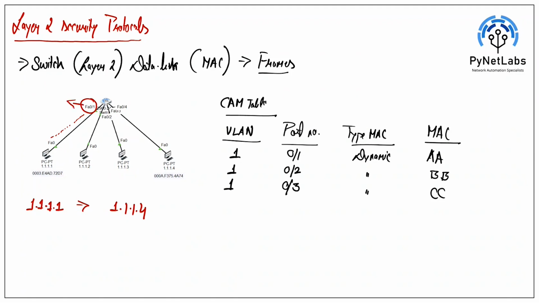Then the switch will do what? The switch will store the MAC address of this PC, like this MAC address will be stored and reserved with this specific interface, which is FA01, in the CAM table of your switch.